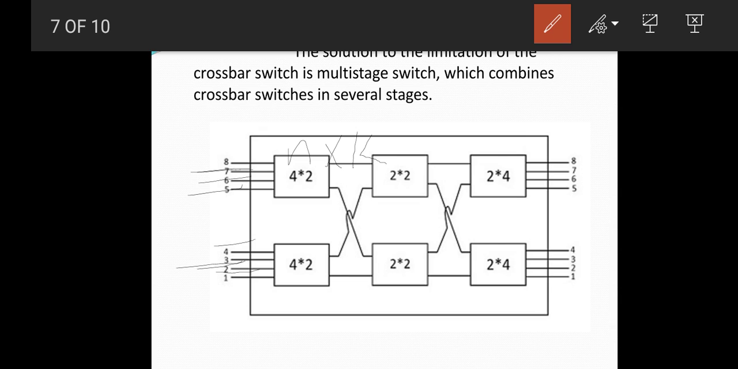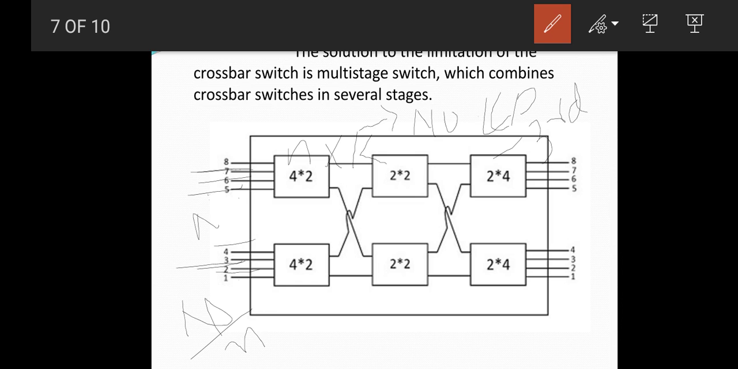In the middle stage, where k is the number of cross points, we use k crossbars, each of size N/n by N/n. In the third stage, N/n crossbars, each of size k into n, are used. This is the third stage.